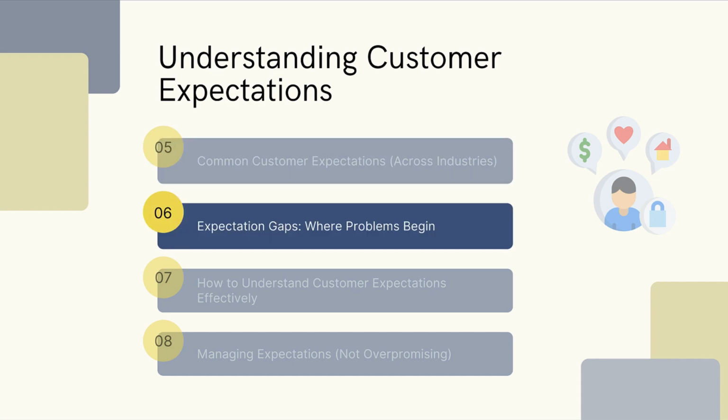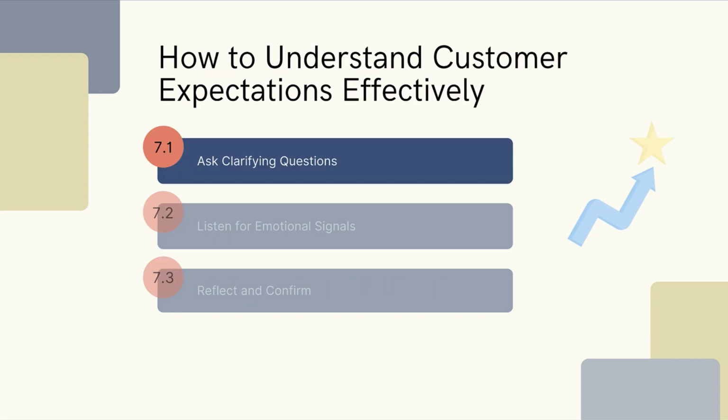Expectation gaps, where problems begin. An expectation gap happens when what the customer expects and what the customer receives do not match. Example, customer expectation: this issue will be solved today. Reality, we'll investigate and respond in 3 business days. If this gap is not communicated early and clearly, dissatisfaction is guaranteed.